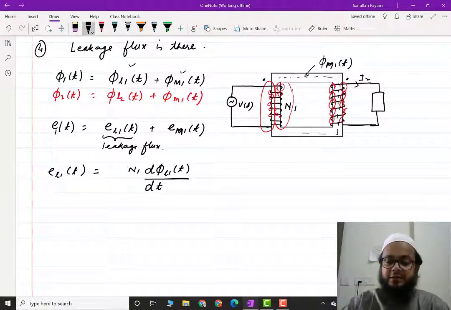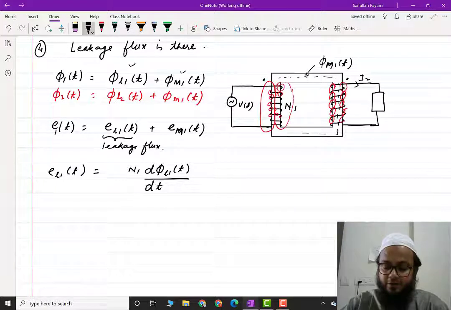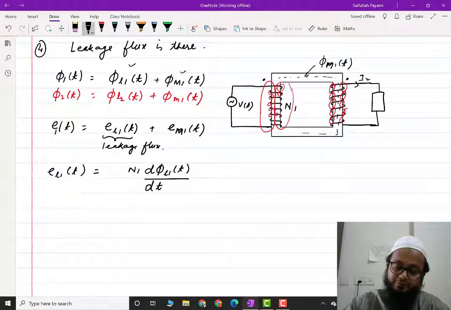Because this leakage flux itself is a time varying one and it is linking the primary coil, there would be an induced EMF because of that leakage flux as well, right? So that induced EMF because of the leakage flux and the main flux would be the voltage appearing across the winding, right? So what I am saying is N1 dφL1(t)/dt.